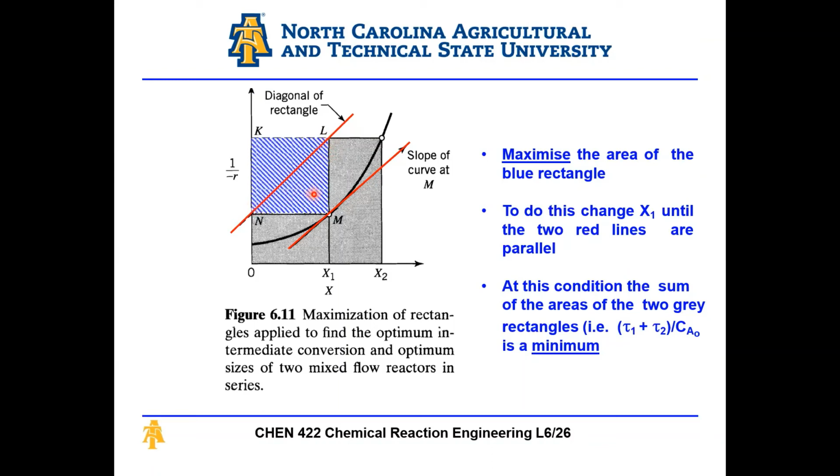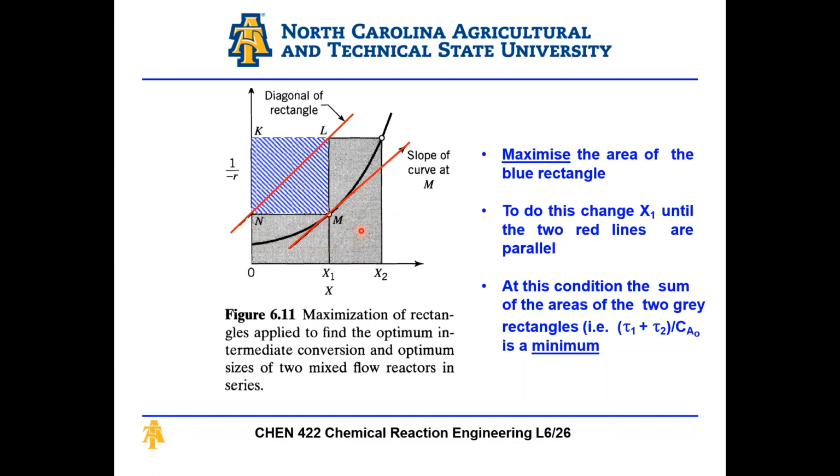Check, are these lines parallel? If not, then this XA is not the right XA. Increase the XA, keep moving, keep checking this line until you reach a point where the two are parallel. And at this condition, the sum of the areas of the two gray rectangles is a minimum, right? So when these two lines are parallel, the area under this curve is minimum. Okay, and you need to understand this.